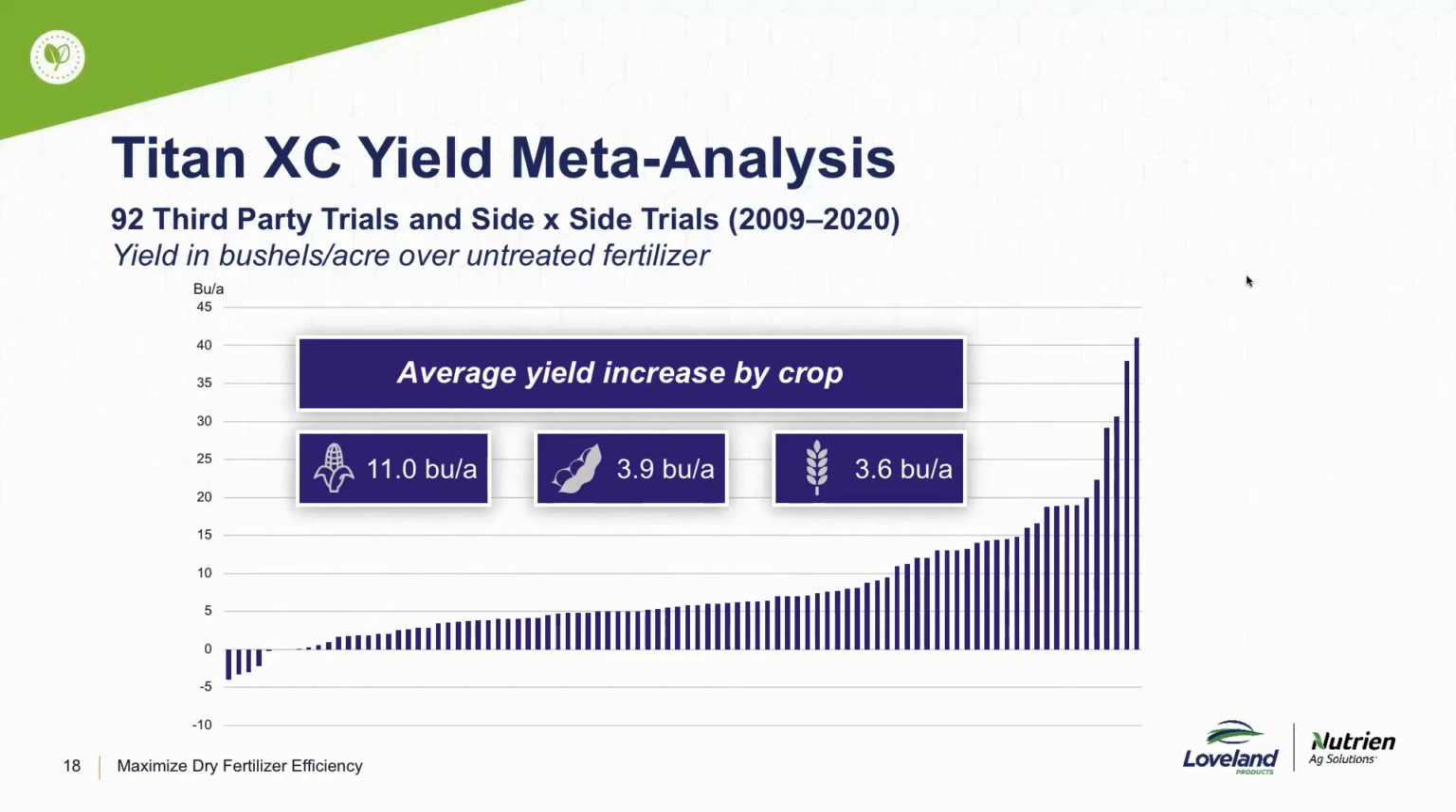But look at the yield averages across these 92 trials with corn, soybeans, and wheat. We're about 11 bushels with corn, right at 4 bushels with soybeans, and about 3.5 bushels with wheat. So pretty significant results over a pretty long period of time. This is data that we've managed to get in from 2009 up to 2020 last year. So pretty good yield results across a wide range of data, different crops, different regions, different soils, different cultural practices. These results are very consistent.